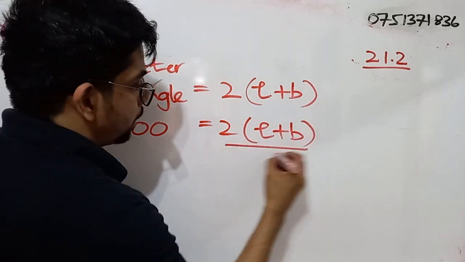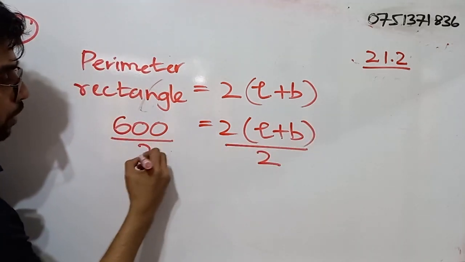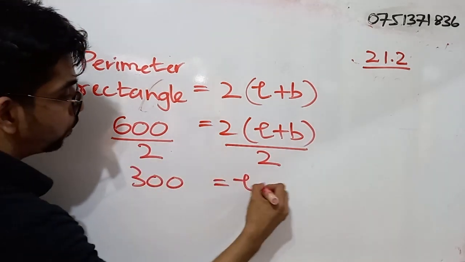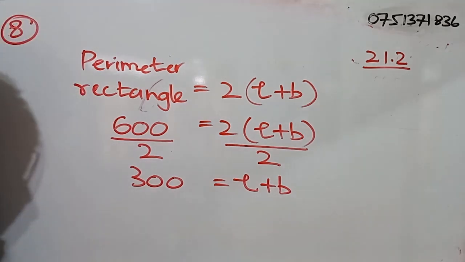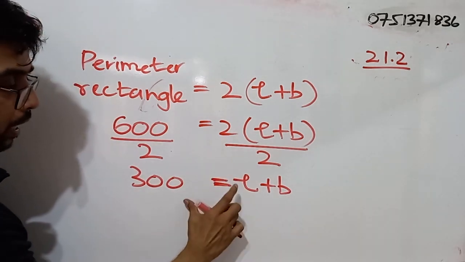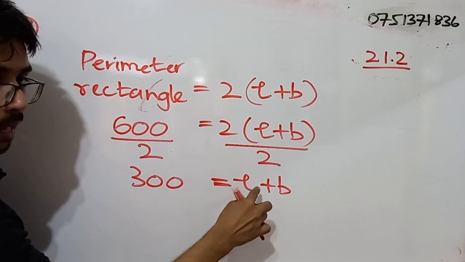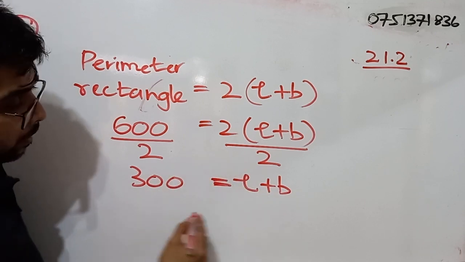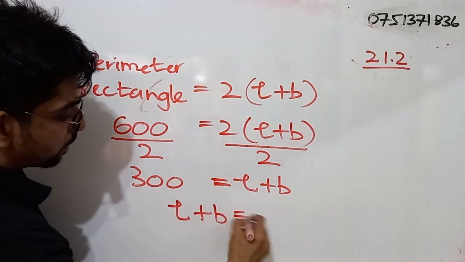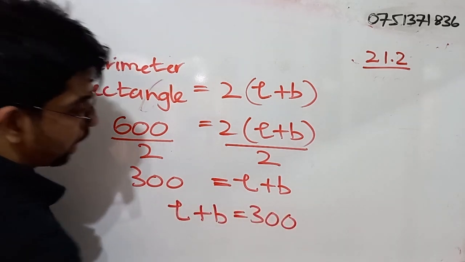So we can divide this side by 2 and do the same thing to the other side. So we get 300, that is equal to length plus breadth. So this is an equation, so I can switch the sides. I can rewrite this expression as length plus breadth, that is equal to 300.